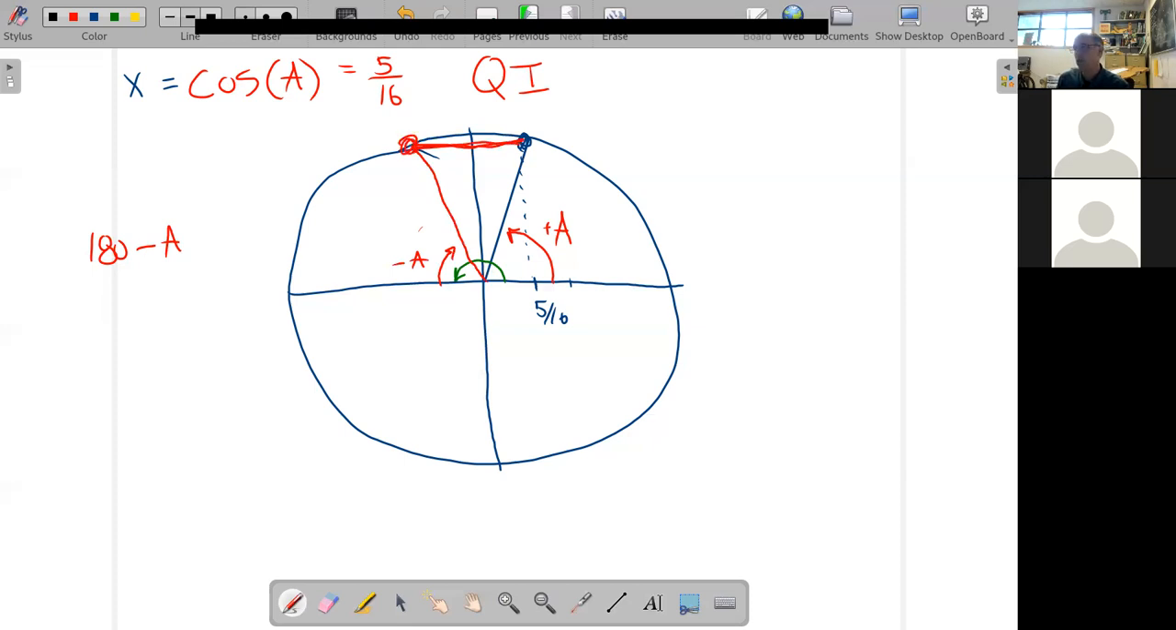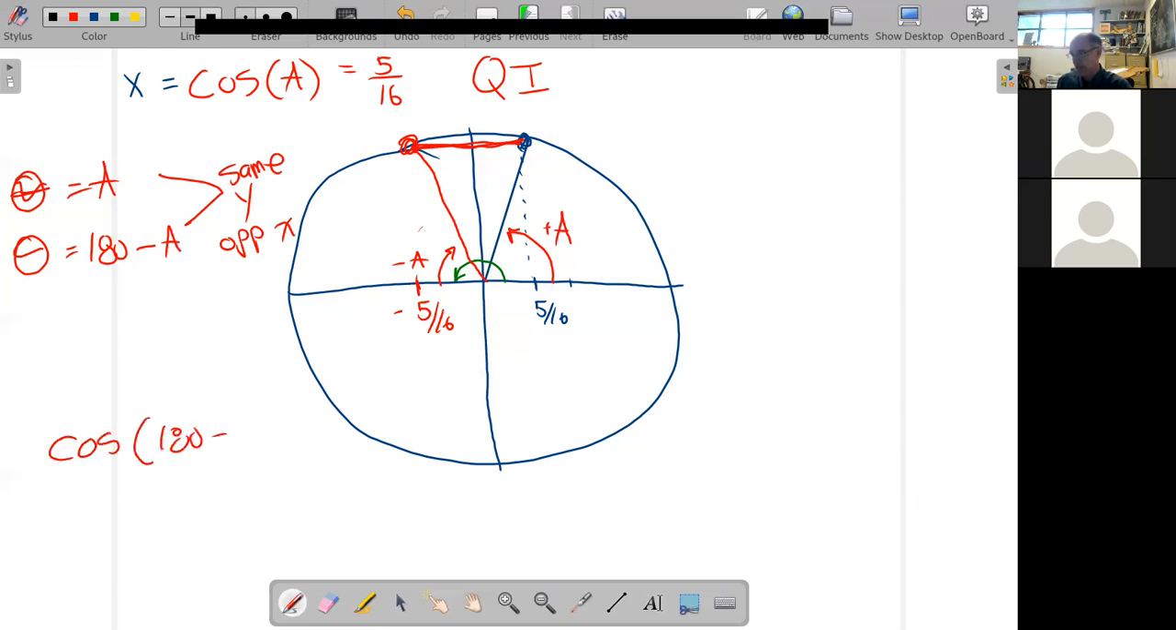So what do I know about these two points? The point where the angle theta is equal to 180 minus A, and where theta is equal to just A. In my picture, those two have the same y value, right? Using the symmetry of the circle, they have the same y value. What do I know about their x values? Well, based on the symmetry of the circle, their x's are opposite. So they have the same y, but they have opposite x values. So then this x value has to be negative 5/16. And the x value is the cosine. So now I know based on my picture, the cosine of 180 minus A has to be negative 5/16.